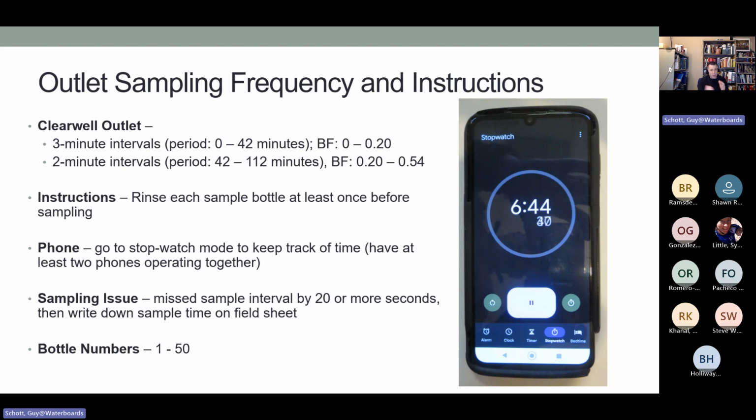If you mix up a bottle, like say you're on bottle 9, but you grab bottle 10, well, if you have time, you can just transfer that water to bottle 9, or you just make a note on the form that this is bottle 10 versus bottle 9, or vice versa. The bottles are numbered, and we're going to do 50 bottles for the outlet. It's going to be numbered 1 to 50.